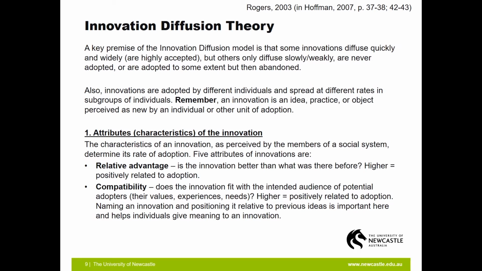And I guess this model largely is founded on the idea that some innovations diffuse or are adopted more quickly and more widely than others. Other types of innovations can diffuse very slowly or weakly, as I've got in that first dot point up there. And some innovations are never adopted, or they might be adopted to some extent, but then they're abandoned. You can think of some of those from your own experience.